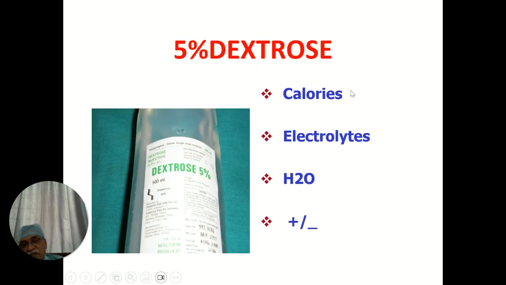As we already discussed, 5% dextrose gives some calories, but the entire caloric requirement cannot be given. There are no electrolytes available. It is mainly used for fluid replacement, water replacement, in cases of insensible losses from the skin and respiratory tract, as well as for patients with hypernatremia. If too large a volume is given, it will cause water intoxication or dilutional hyponatremia.